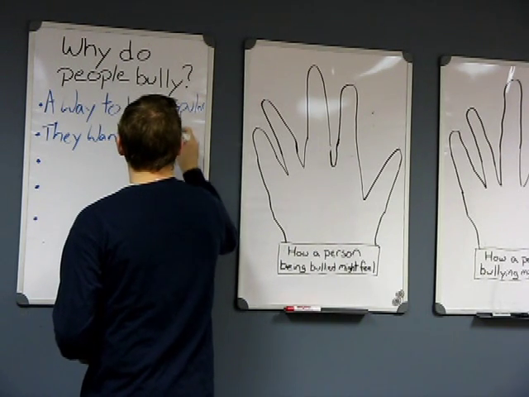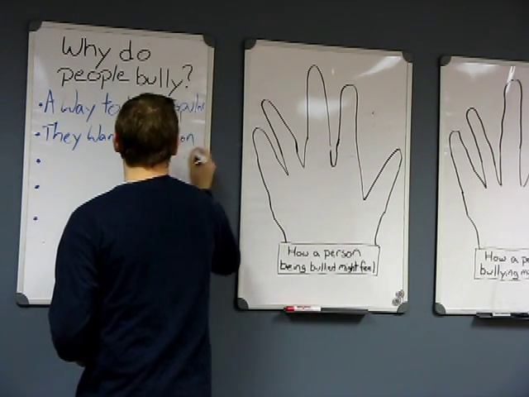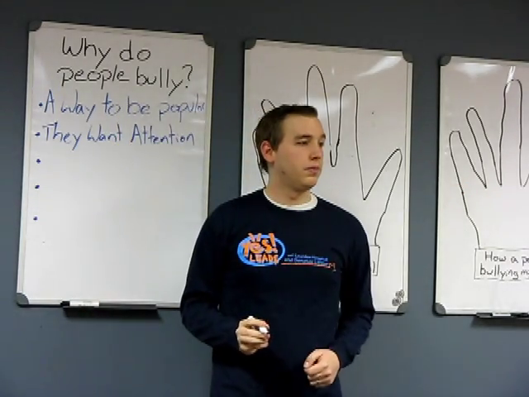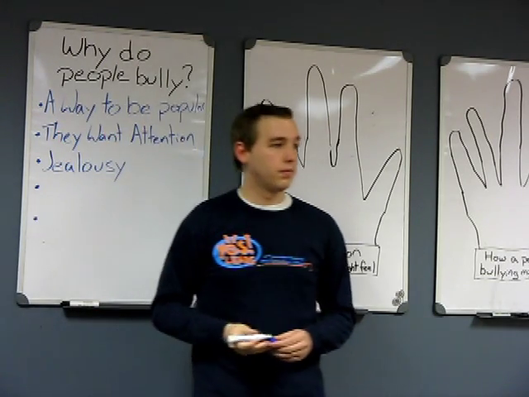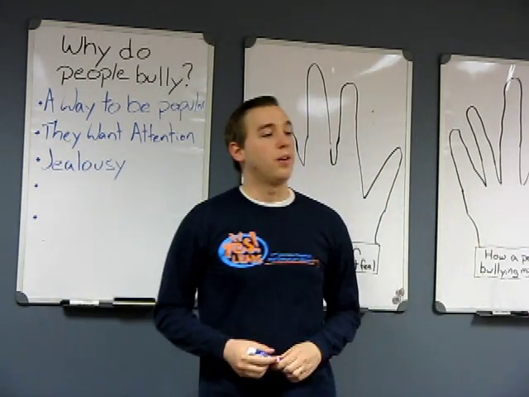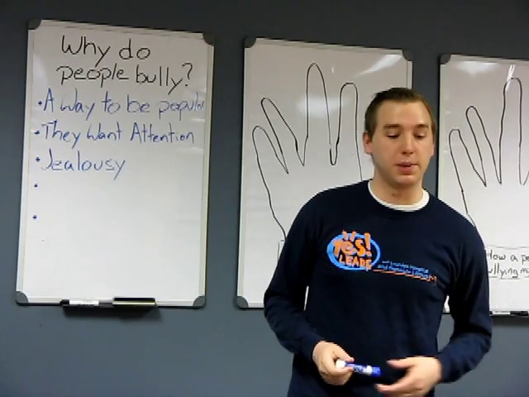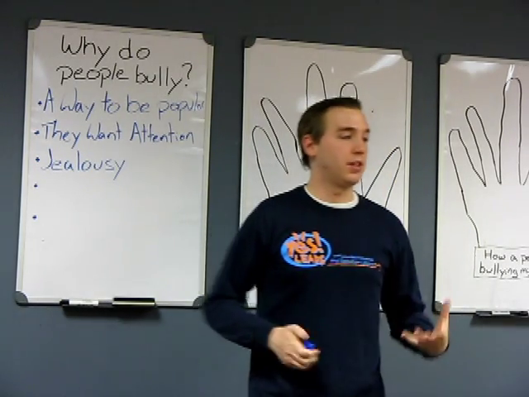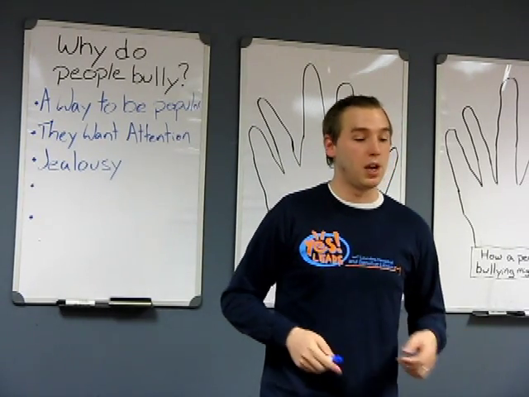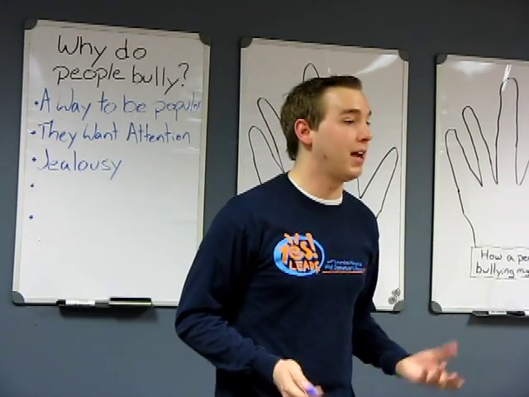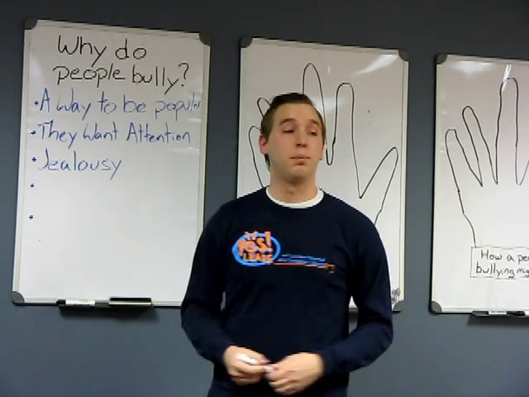They want attention. They could be jealous of the person they're bullying. Maybe they don't want to be bullied themselves. That's a great one. Oftentimes, someone will bully someone else because they find that if they can show that they're stronger than everybody else, they don't have to worry about someone coming and bullying them themselves. These are great answers. Does anybody have any other reasons why someone bullies?